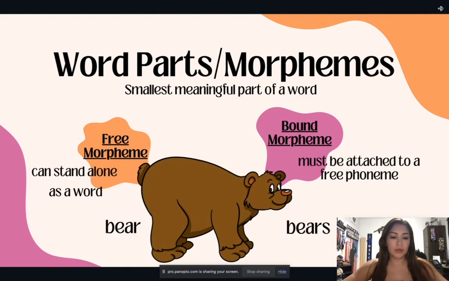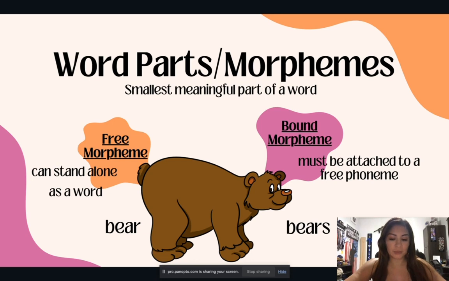Morphemes. Morphemes are the smallest meaningful part of a word. A morpheme cannot be broken down into smaller meaningful parts. For instance, the word bear is made up of one morpheme. There are two types of morphemes, a free morpheme and a bound morpheme. A free morpheme can stand alone as a word, like the word bear.